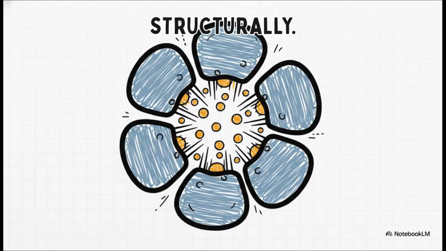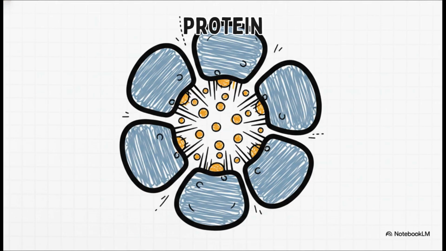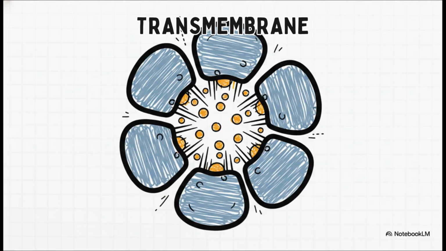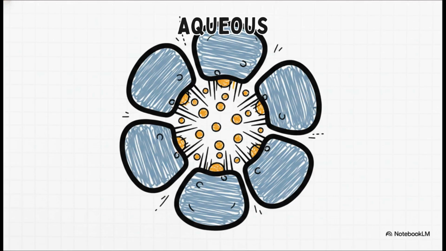Picture this structurally. They're usually heteromeric assemblies, made up of 4 or 5 individual protein subunits. These subunits perfectly lock together to form transmembrane helices that surround a central aqueous pore. The exact millisecond a ligand binds, that pore pops open, acting as a rapid gateway for ions like sodium, potassium, or calcium to just rush in or out of the cell.